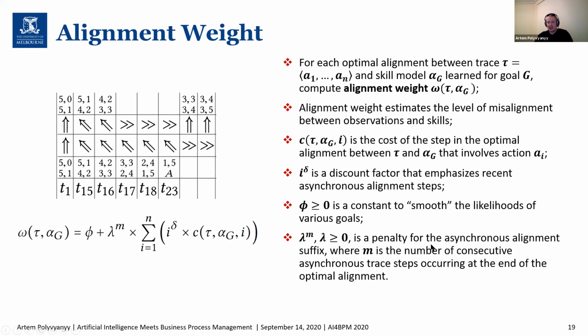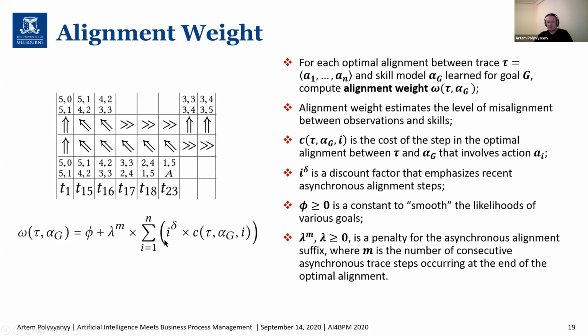Also, we penalize asynchronous suffix. So these moves that are asynchronous at the end, we say that they should be penalized more because if at the end the agent deviates from the goal and is persistent in that deviation, it's most likely that the agent wants to go away from that goal, and these parameters lambda and m allow us to control that, etc. So there are these factors. I'll not go into details in all of them.